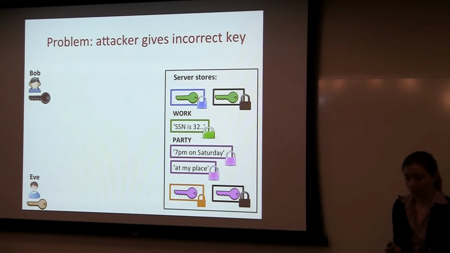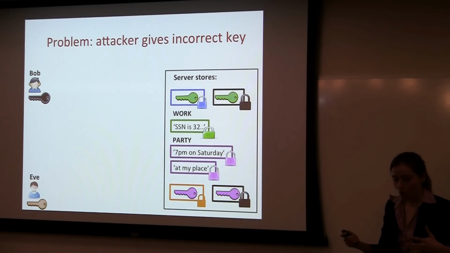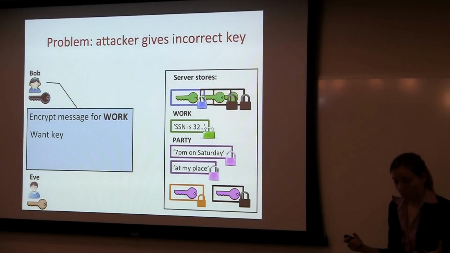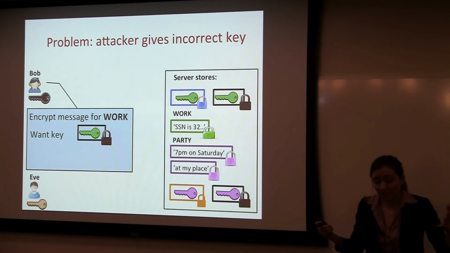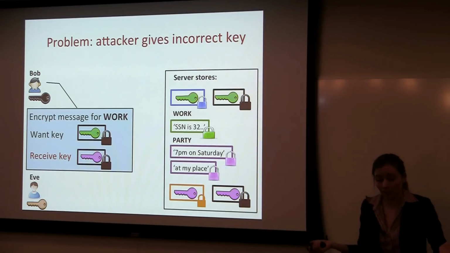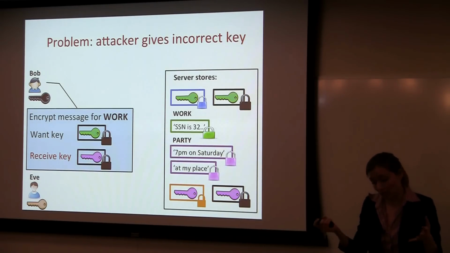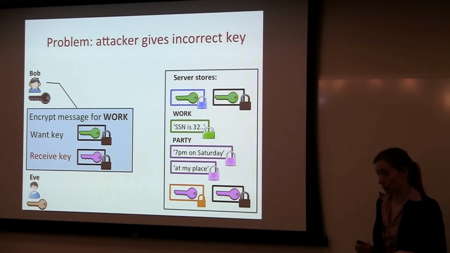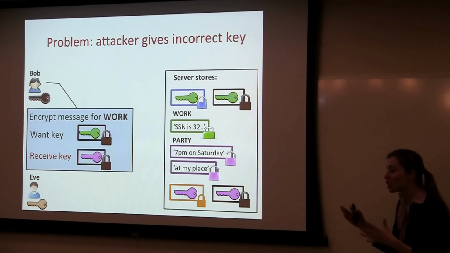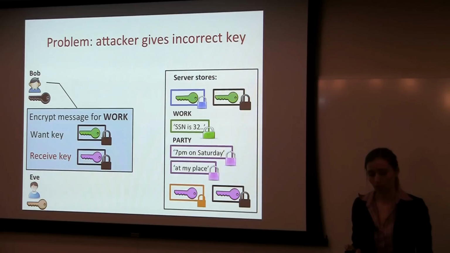And here is how. Let's say Bob wants to send some messages to Alice. So he asks the server for the key of the chat room work because he wants to send a message to Alice. But the server is going to give him a different key. He's going to give him the key for the chat room party. And Bob is then going to encrypt his messages under that key. And Eve is going to be able to see those messages. So basically, the server cheats during key distribution. The user asks for a key, the server gives a different key.